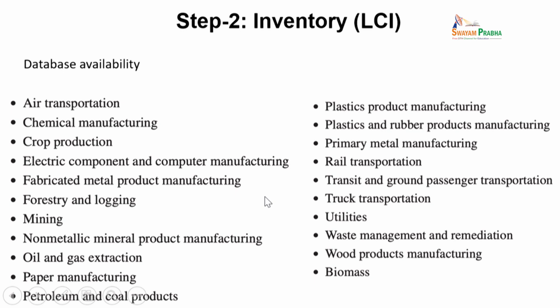So here I have given some more sector specific data. You will see the database availability for various products, for example, for air transportation, chemical manufacturing, crop production, electrical component and computer manufacturing. So you can see this list pretty much covers all the activities that we do in terms of manufacturing and services of our society. So you can look at what LCA analysis you want to do, and you can choose a database corresponding to that, and from there you go on.